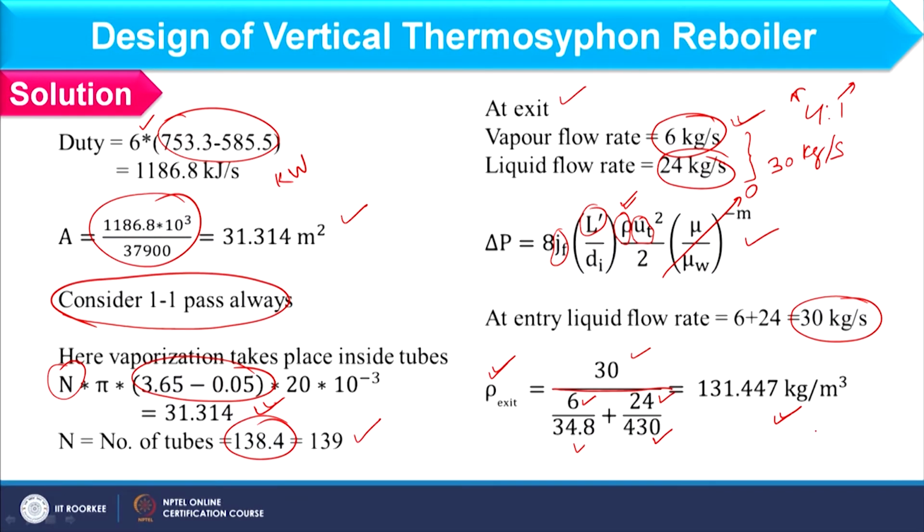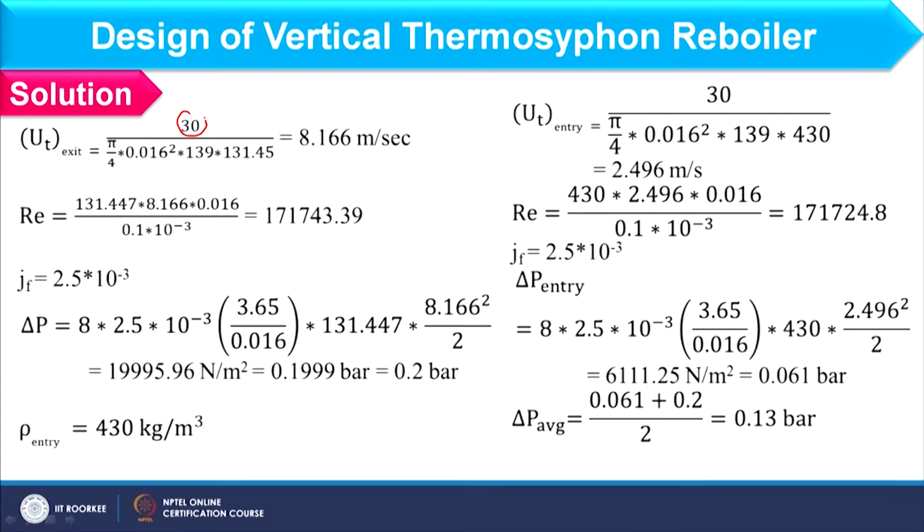So, in that way we have the density at exit condition, and at entry condition we consider the density of the liquid only, which is 430 kg per meter cube. Now, once I have the density at exit condition, we should calculate the velocity at the exit condition. At exit condition the total flow is 30 kg per second, and here we have the mixture density, because the mixture is exiting the tube. Total flow area is basically 139 tubes into the area of a single tube. In this way we find the velocity, which comes as 8.166 meter per second.